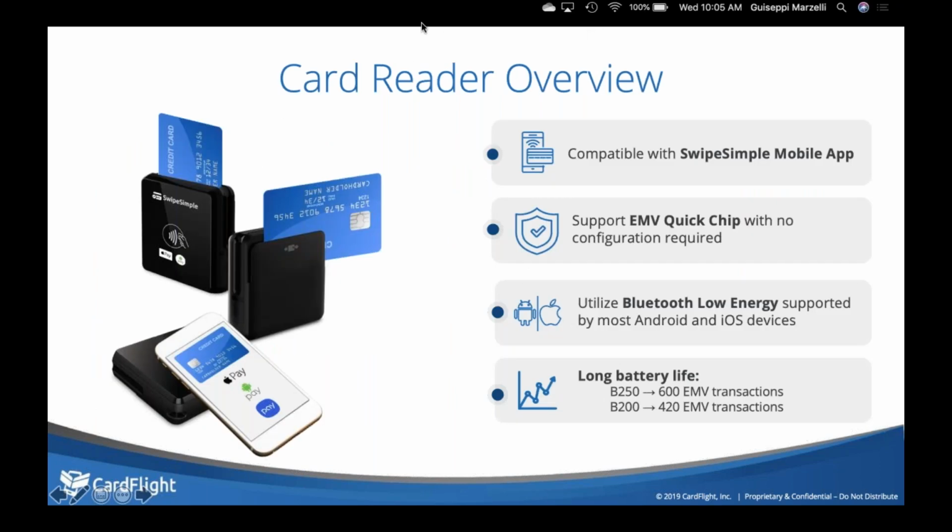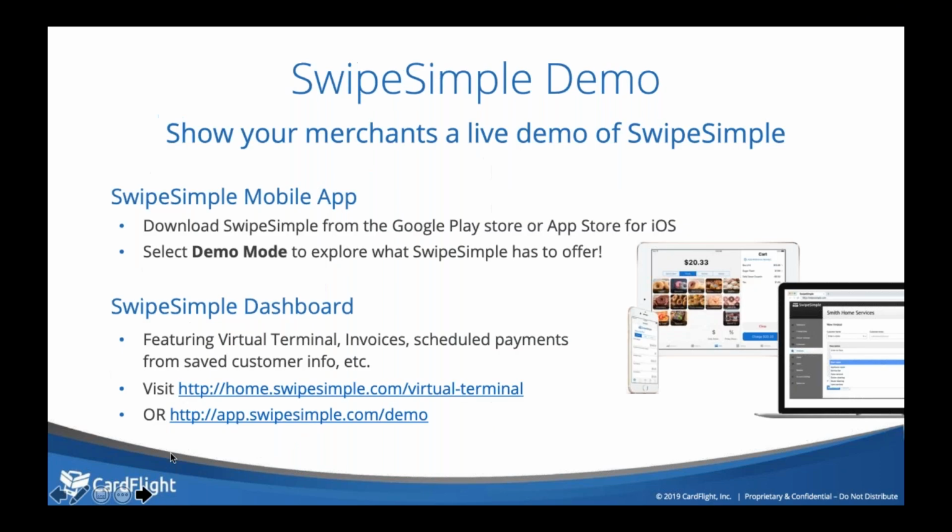There are different types of card readers as well. As I was mentioning, there's different types of payments that you can take. There's Bluetooth low energy, and then there's the actual B250 to 420 with this EMV transaction that has a long battery life, so easy to throw in your pocket and carry around with you if you're doing payments on the go.